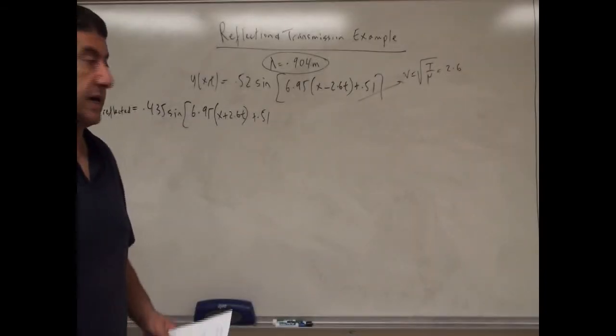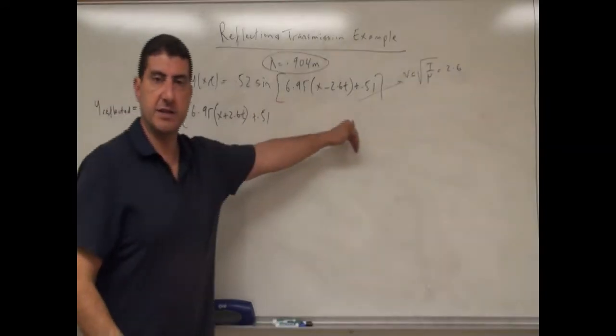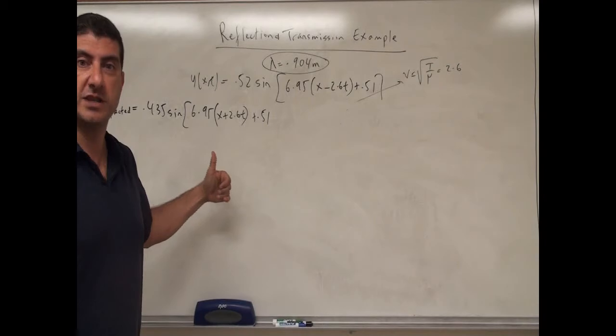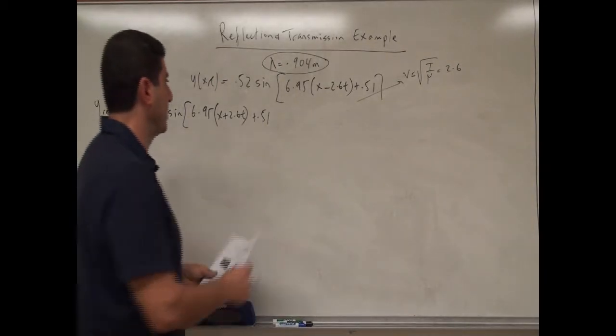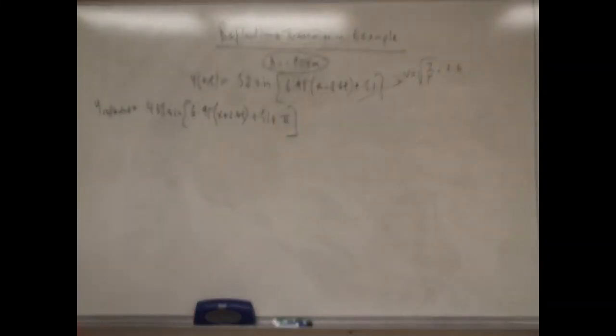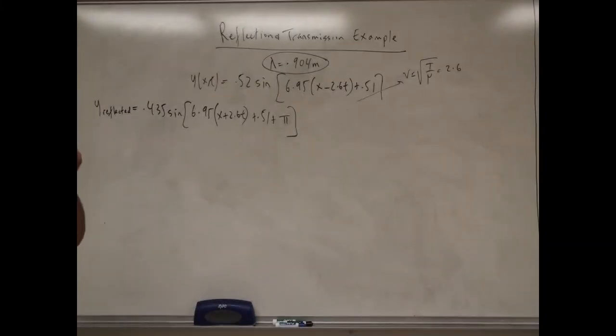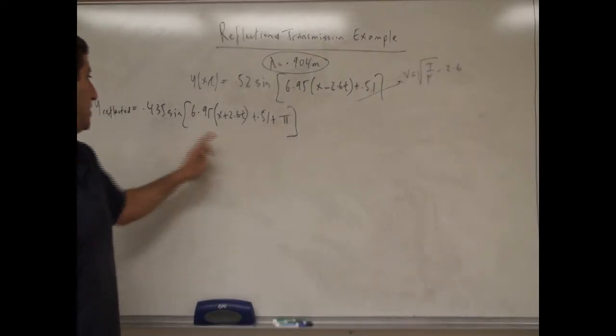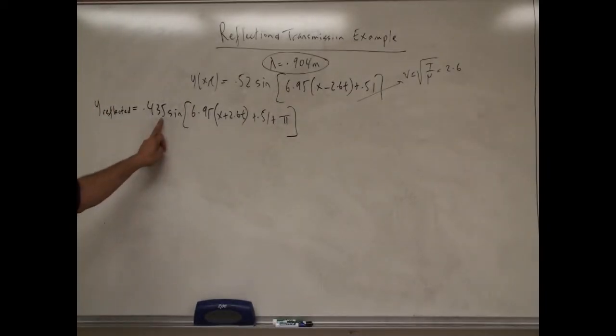Phase shift, yeah, this was a lighter medium, and the second wave was a heavier medium, right? So upon reflection, there was a pi radian shift. So we have to add pi to this. Okay? So two things happened in this case for the reflected wave. There was a pi radian shift, and the amplitude decreased because the energy of the wave decreased.